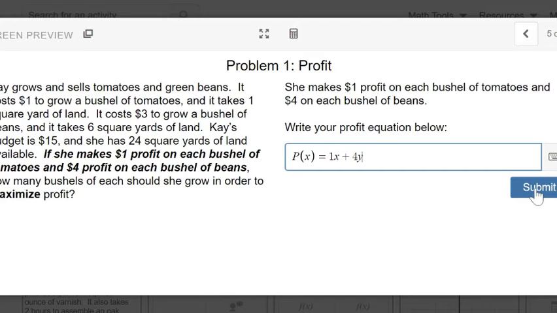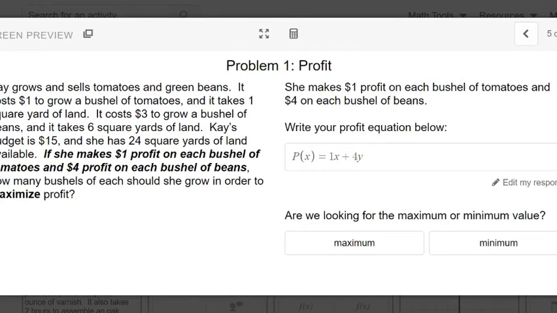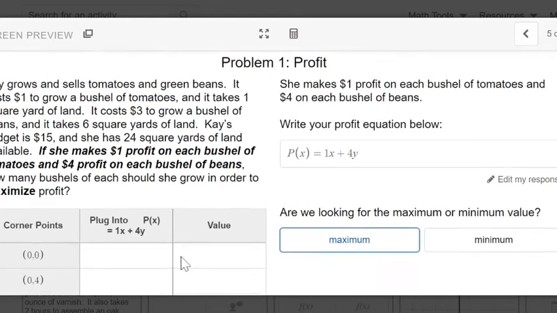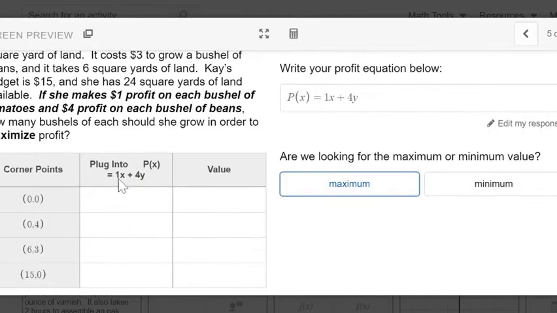Click submit, make sure you press this button, because then it will say, are we looking for the maximum or minimum value? And if we look at our question here, it says how many bushels of each should she grow in order to maximize profit? So I'm looking for a maximum. In order to maximize profit, I'm going to look at all of my corner points.